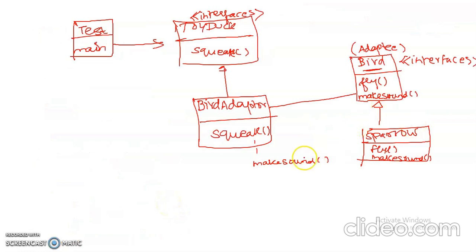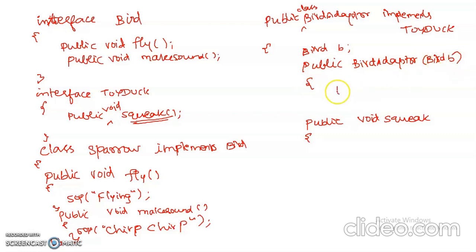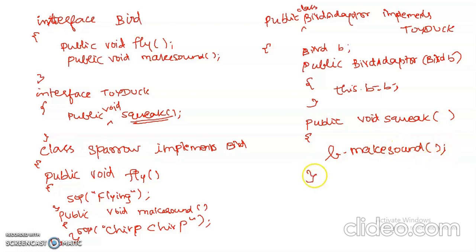Okay, we have to call the method makeSound inside the BirdAdapter, which can be called only by the object of the Bird. So I am going to create an object of the Bird and initialize it with the constructor public BirdAdapter of Bird b, this.b = b. Okay, public void squeak. I am going to call makeSound inside this squeak method.